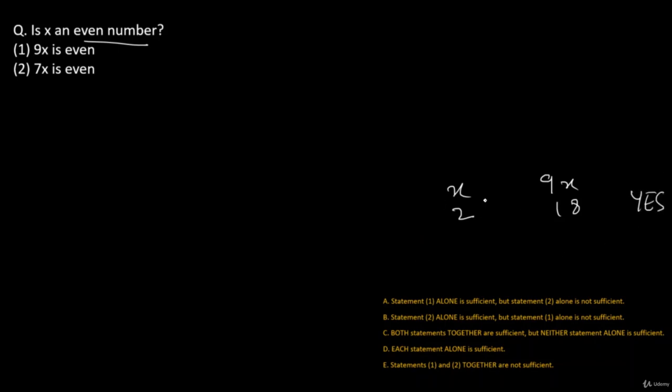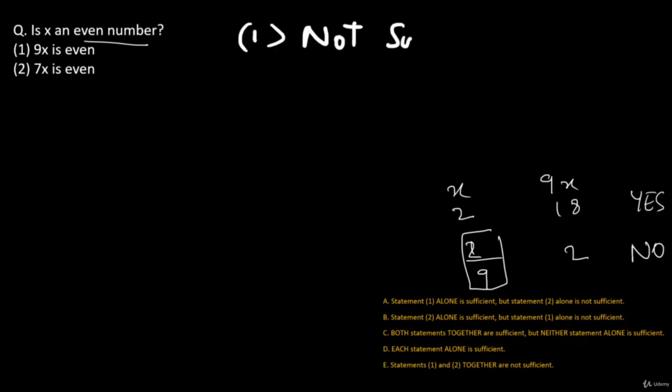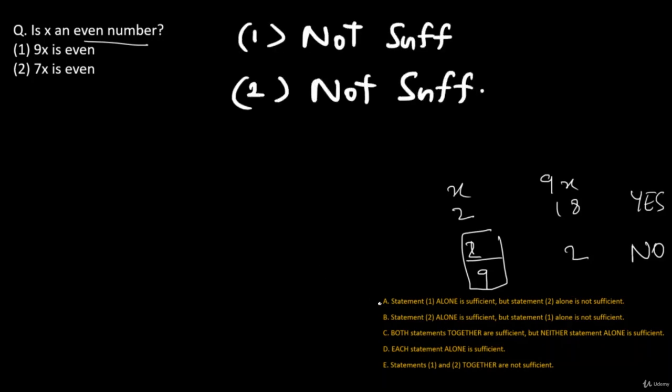But if you take x as 1 by 9 or 2 by 9, in this case, 2 by 9 into 9 is equal to 2. So this is even, but 2 by 9 is not even. So you're getting a no over here. So statement 1 alone is clearly not sufficient. Similarly, statement 2 alone is also not sufficient. Alright, so option A and option B are ruled out. Now let's try statement 1 and 2 together.